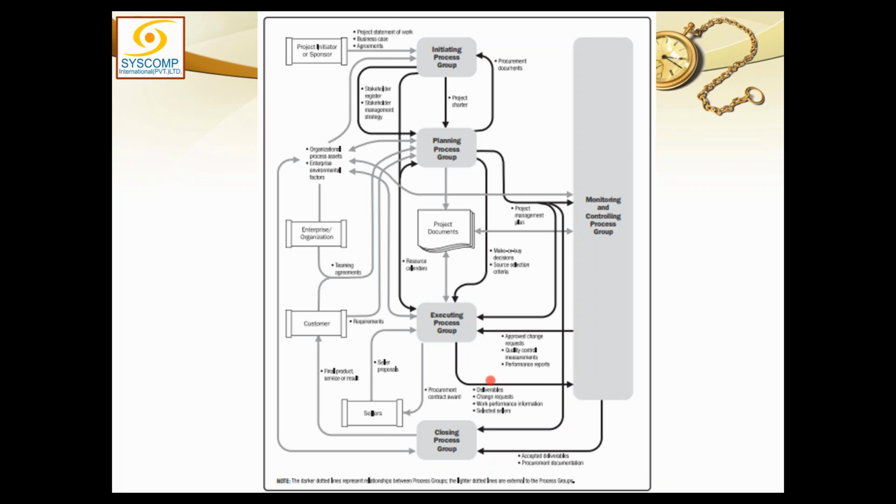The items go from execution to monitoring and control, and the items come back from monitoring and control to execution. The items will come back to execution only if there is a repetition. If there is a change request approved, that will reach the execution. If there are quality control measurements, they will reach execution. If there are performance reports, they will reach execution. What if there are no more change requests? That means everything is going fine.